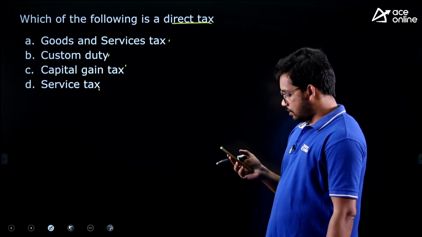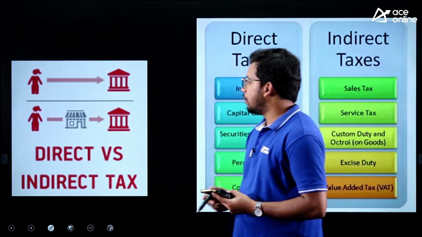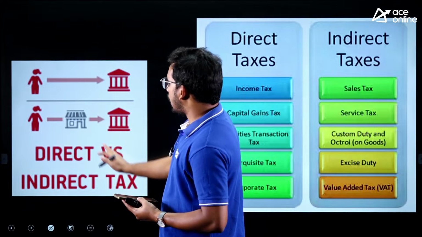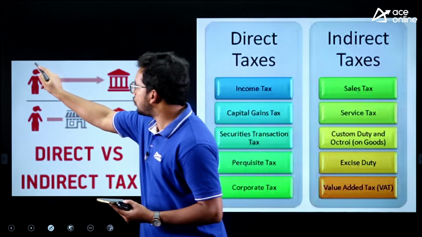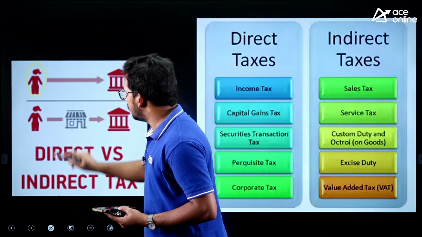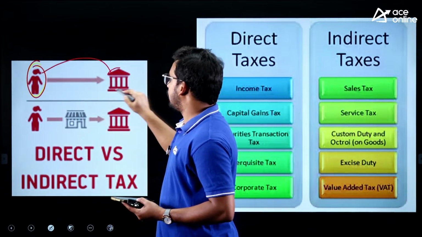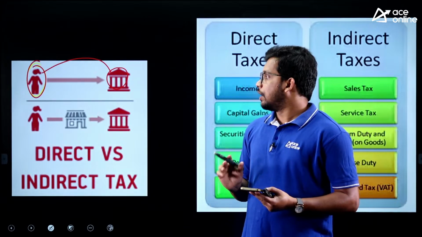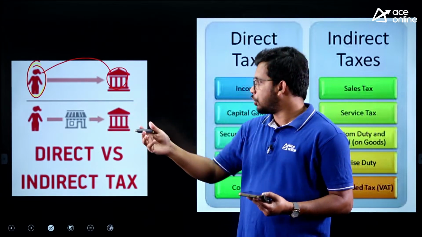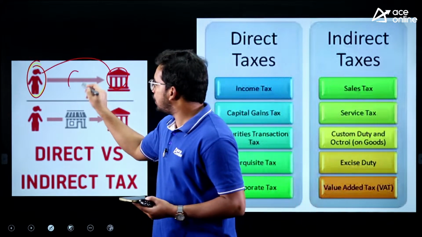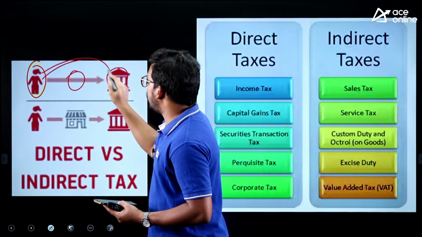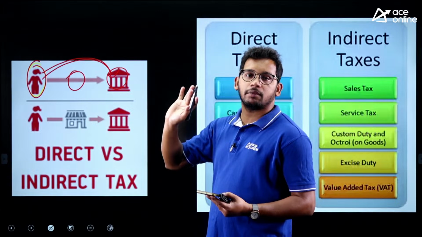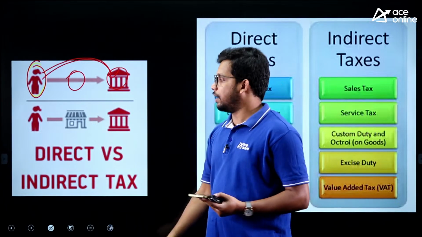So what is the answer? Okay, let's discuss the concept. Direct taxes are those where individuals directly pay to the government. For example, I am earning a certain amount of salary, right? Now income tax, I will pay directly to the government itself. There is no intermediary to collect. They are deducting my salary from the beginning itself and it will directly go to the government.